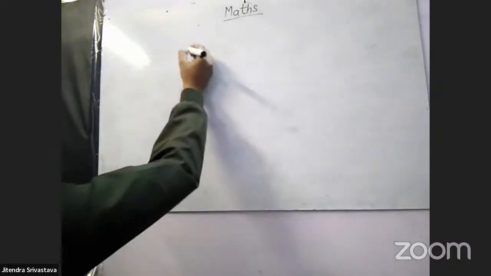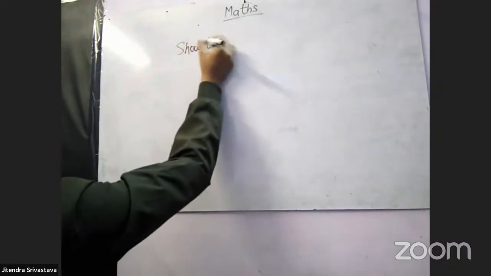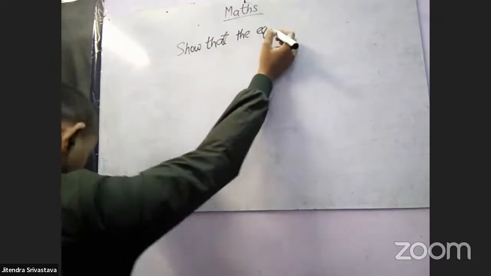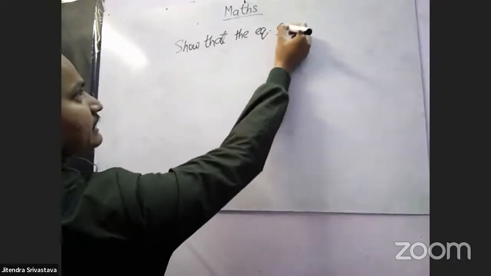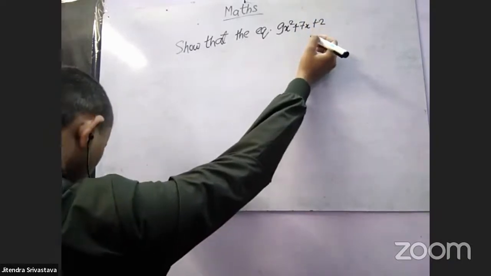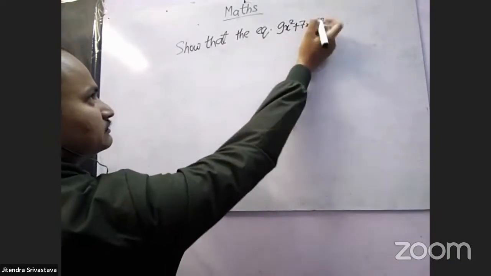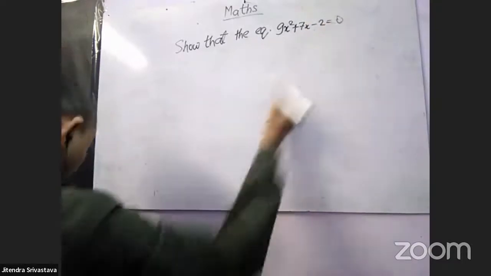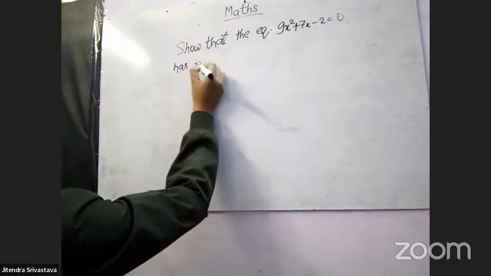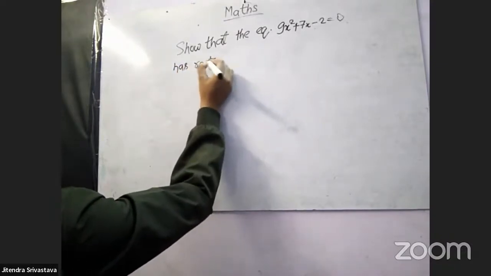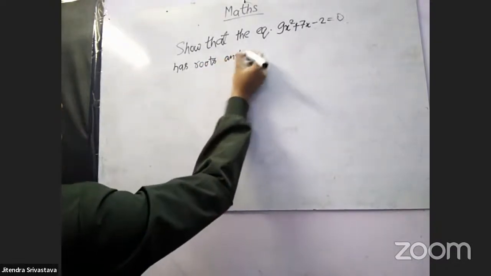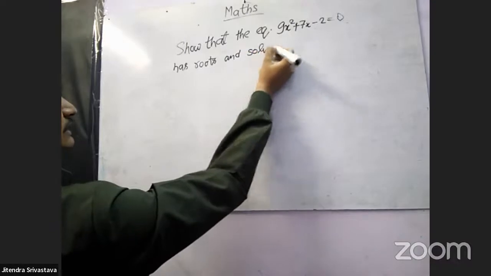The first question is, show that the equation 9x squared plus 7x minus 2 equals 0 has real roots. What we have to show? It has real roots, and solve it. The question is, and solve it.